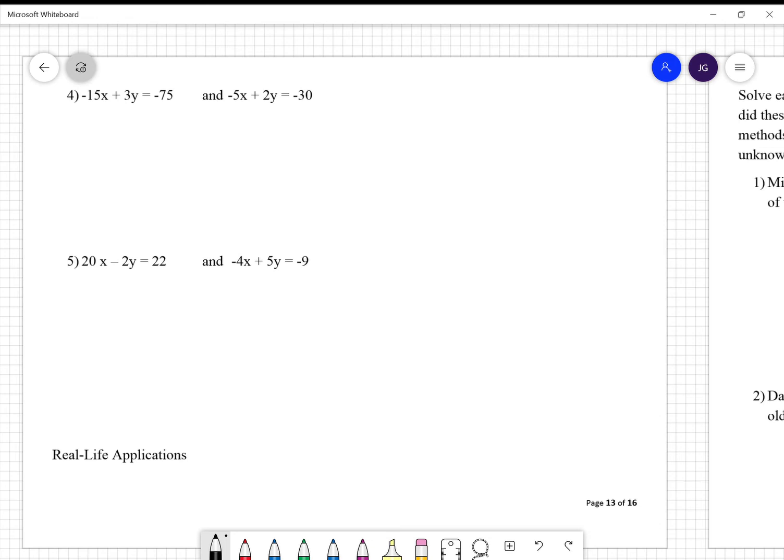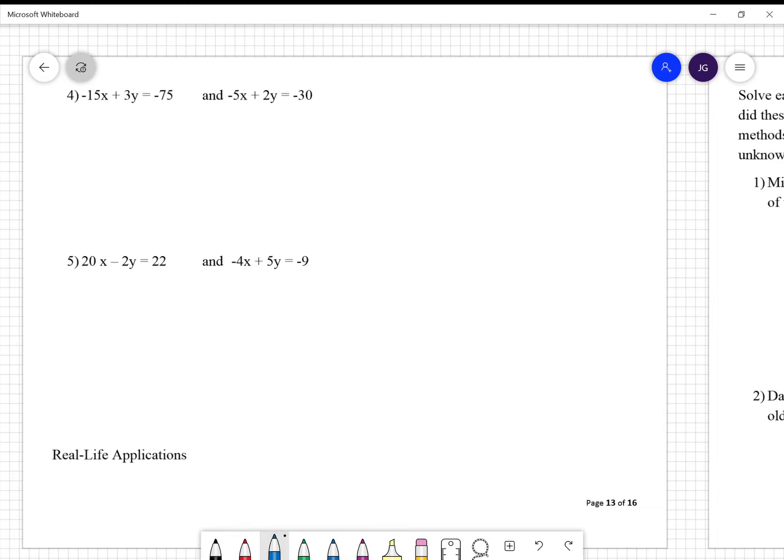Okay, continuing our work with solving a system of equations. We are working on examples. This next example, I've got negative 15x plus 3y equals negative 75 and negative 5x plus 2y equals negative 30. We will not use substitution for this one because x and y are not by itself. So we're going to do addition elimination.